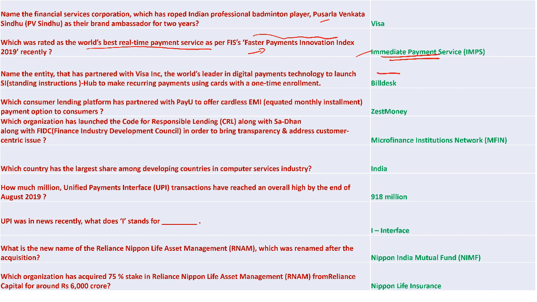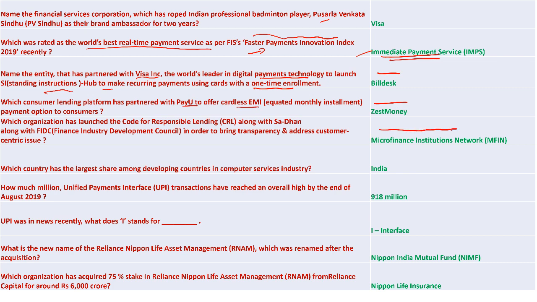BillDesk is the name of the entity that partnered with Visa Incorporation, the world leader in digital payment technology, to launch standing instruction hub to make recurring payment using card with one-time allotment. Just Money, consumer lending platform, has partnered with PayU to offer cardless EMI option.